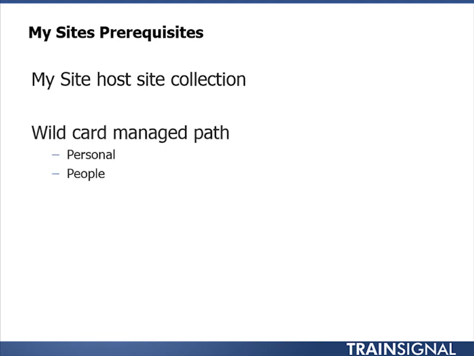Now, the web application that's going to be hosting all of our My Sites is also going to need a wildcard managed path. And that wildcard managed path is where all of the user profile pages, all the My Sites, are going to wind up. You can call this whatever you want. The two most common by far are personal and people. The nice part about naming it personal or people is it's a great way to indicate, hey, look, this is user-generated content.